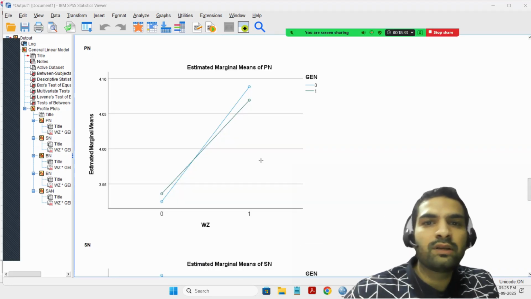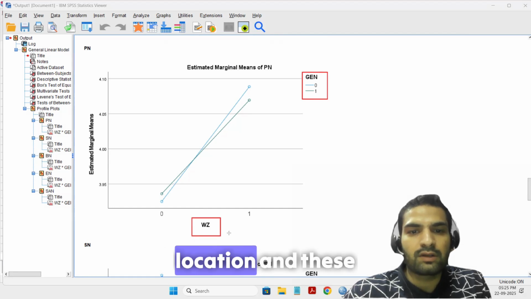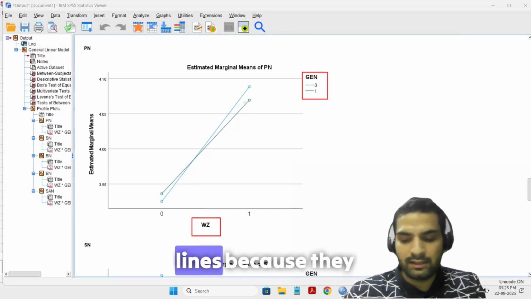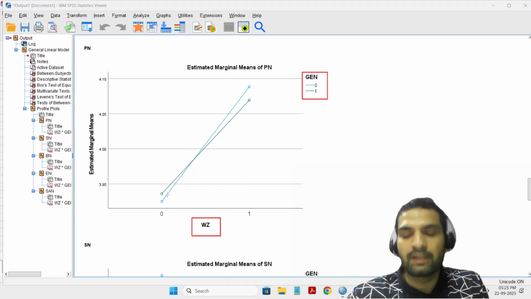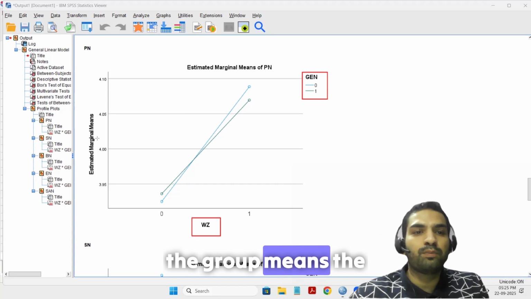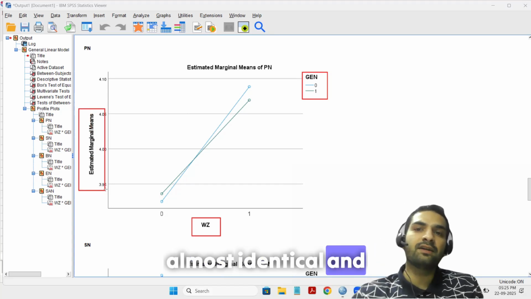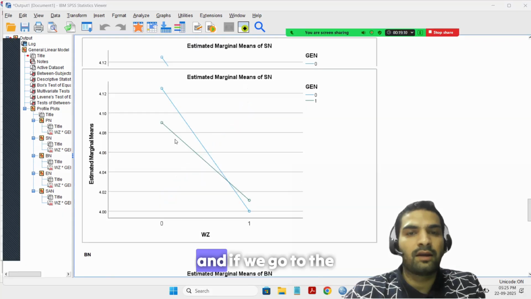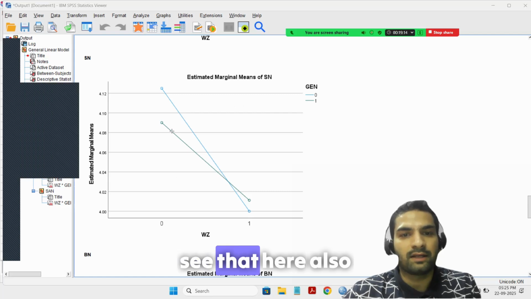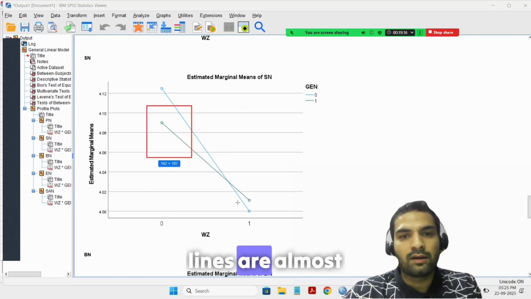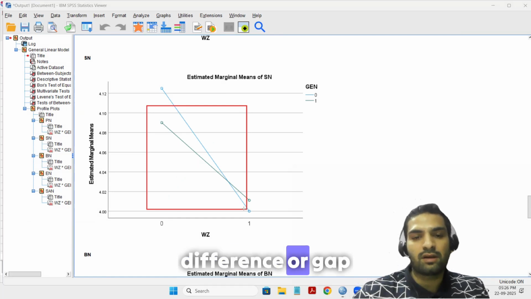Now we come to the plots, and here we have gender and work location. Because these lines are mostly overlapping and almost parallel, it shows that the marginal mean group means are almost identical and there is no significant difference. And if we go to the next graph also, we see that here also the lines are almost overlapping, and there is no significant difference or gap.